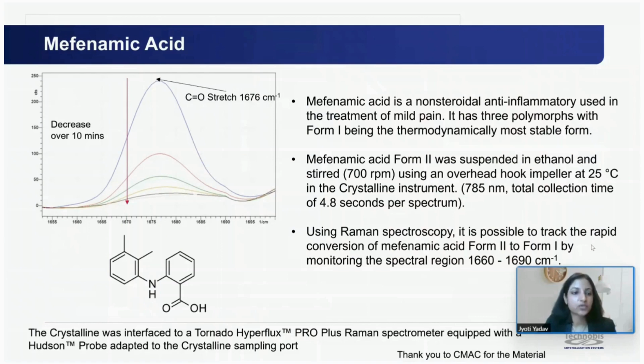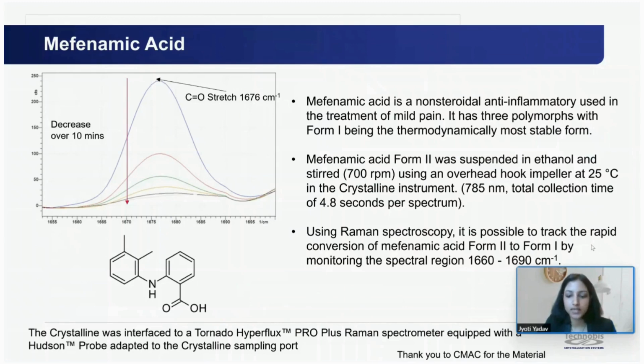In this study, form 2 was suspended in ethanol and stirred at 700 RPM using an overhead Hooks impeller at 25 degrees Celsius in the Crystalline instrument. Using Raman spectroscopy, it was possible to track the rapid conversion of the mefenamic acid from form 2 to form 1, which is the stable form.